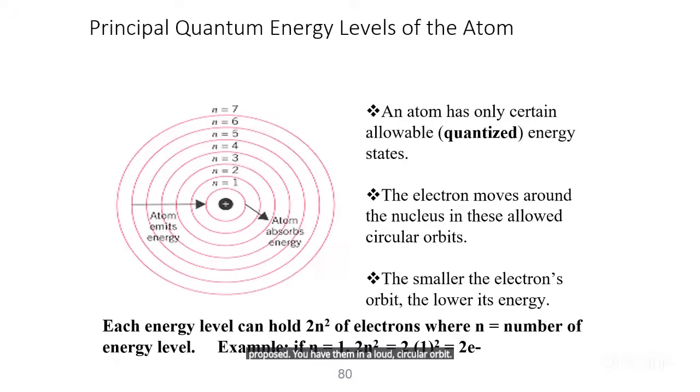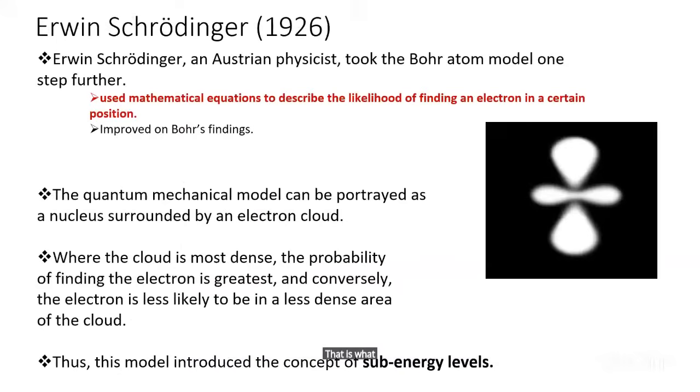And each level has a maximum number of electrons it can contain. So that also controls it. That is what Bohr actually made us to know. Now, another scientist, Erwin Schrödinger, further explained and improved on Bohr's findings. He did not do anything different. He only used mathematical equations to describe the possibility of finding an electron in a certain position.